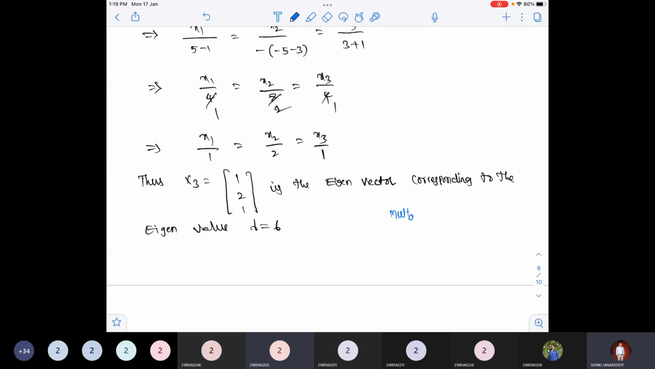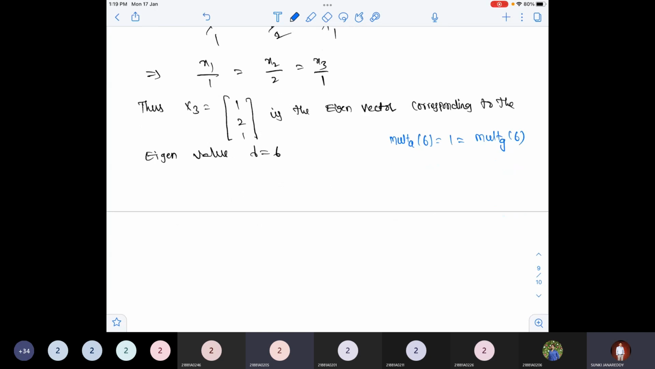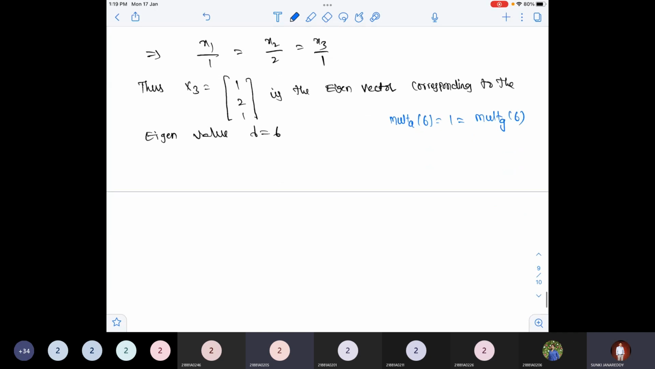The algebraic multiplicity of 6 is equal to 1, which is equal to the geometric multiplicity of 6. We got only one independent eigenvector. Now I am just writing the model matrix; the remaining we can discuss in the next class. Write down the model matrix P.